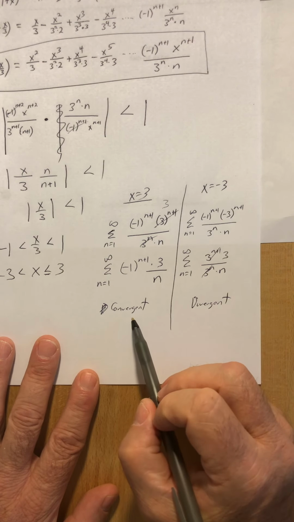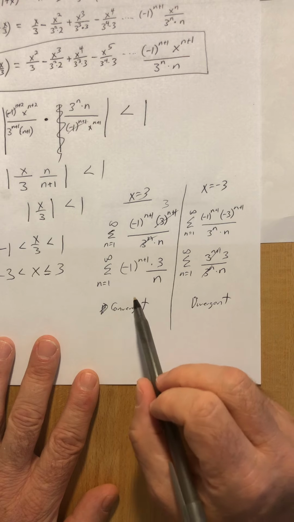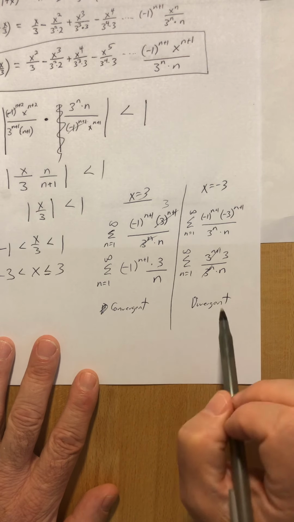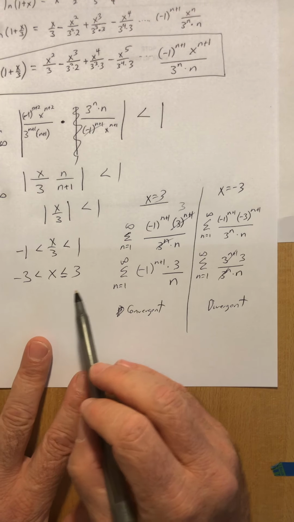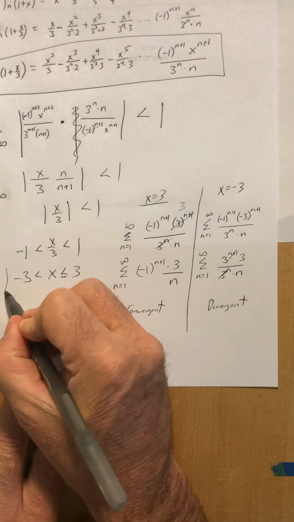In one case I have an alternating harmonic series which converges, in the other case I have a harmonic series which diverges. Negative 3 is not included, and so my final answer should be this.